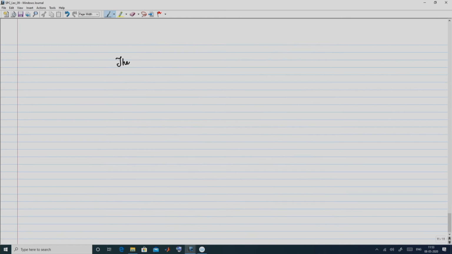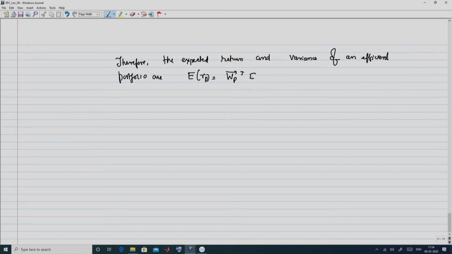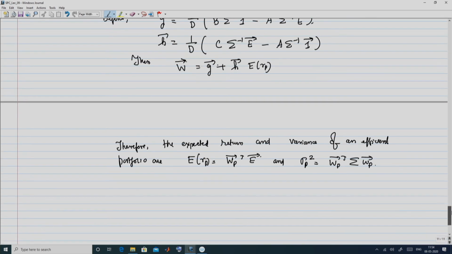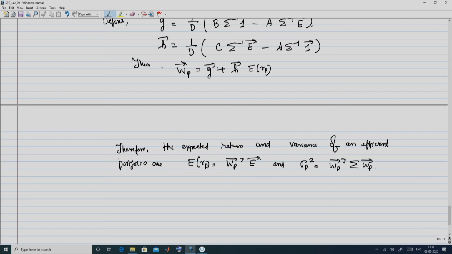So, in conclusion, we can say that the expected return and variance of an efficient portfolio are E of R P is equal to W P transpose E, and sigma P square is equal to W P transpose sigma W P, where this is your W P.